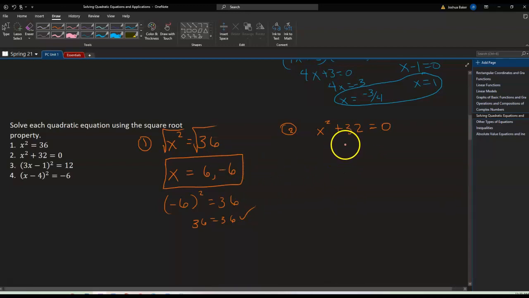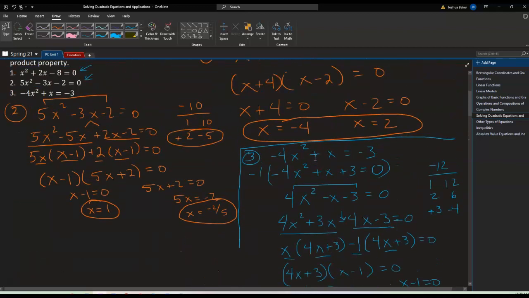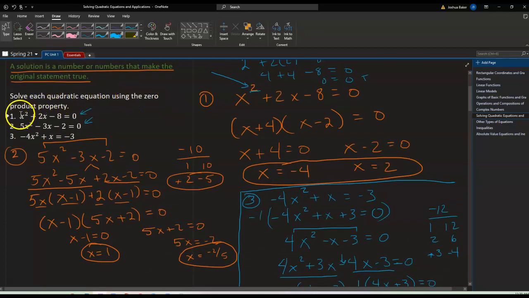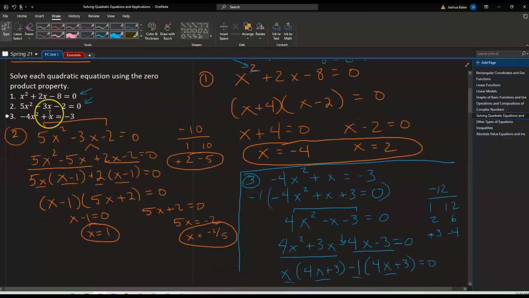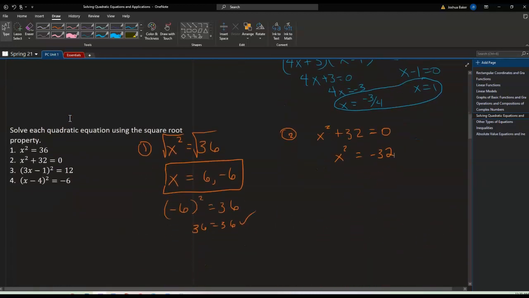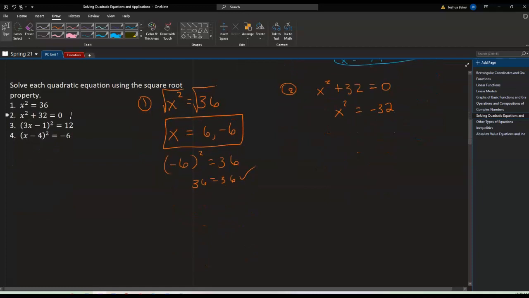So on number 2, I've got this x squared plus 32. The first thing I'm going to do is subtract the 32 across. Let me tell you why I'm doing that instead of trying to factor. On all of these, I had both an x squared and an x term. Keep in mind that indicates I'm probably going to try to factor, because I might not be able to, and I might not be using the square root property right off the bat.